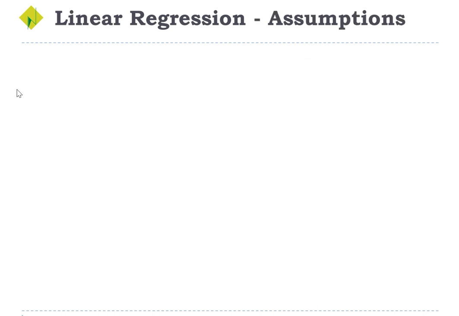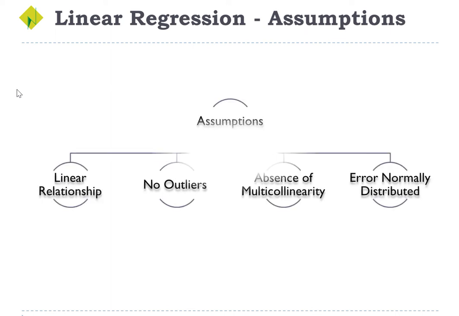Our next slide is some of the important assumptions for linear regression. Actually, this slide I have prepared only for the linear model. The assumptions for linear regression are: first, there should be a linear relationship between the dependent and independent variables; there should be no outliers; there is no multicollinearity; and errors should be normally distributed. These are all the important assumptions our data should follow. Then only can you go for the linear regression model.